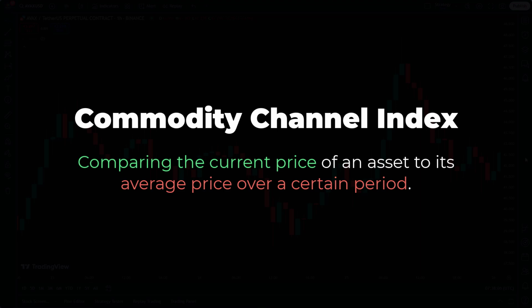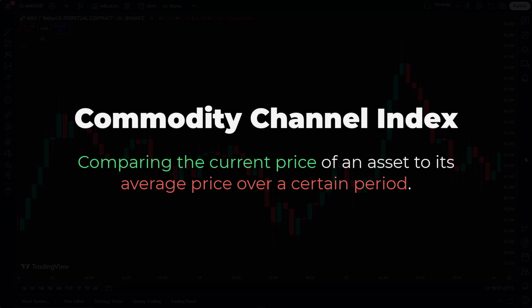The Commodity Channel Index, or CCI, is a momentum indicator. It works by comparing the current price of an asset to its average price over a certain period. This comparison tells you whether the price is higher or lower than usual.